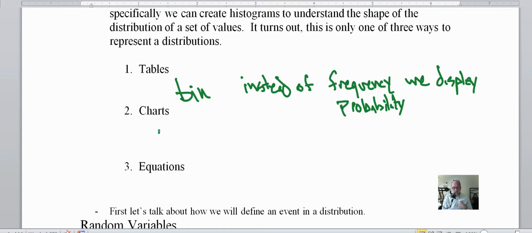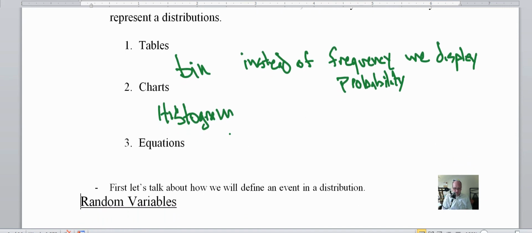We can turn those into charts, which are really just like histograms, and they're really no different than a histogram we've seen in the past. In fact, we'll see a lot of different histograms. These are just a visual representation of the tables and the bins. And then the one that we haven't seen much of are these equations. There are some probability distributions that we're going to run into that can actually be represented with equations, and we can plug in a few numbers, and from these equations we can figure out the probability of certain outcomes. And this is really just for convenience sake.